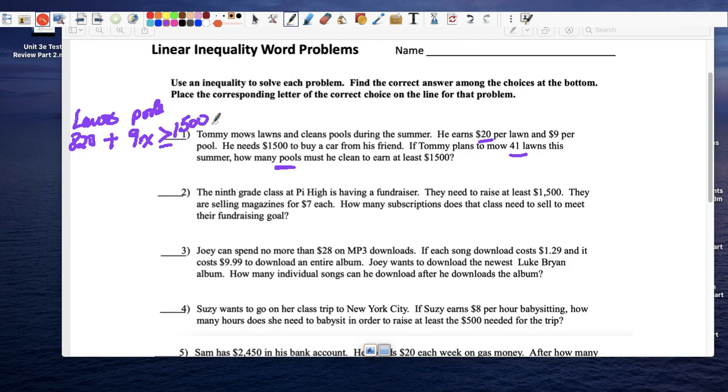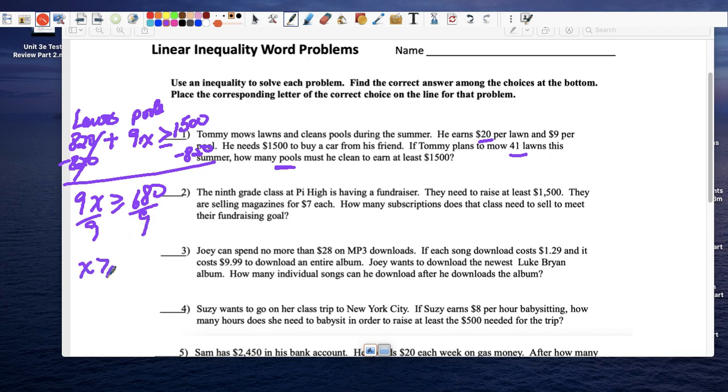So as long as he makes 1,500 or more, he's good. Minus 820 over here, minus 820 over here. The 820 goes away. I'm left with 9x greater or equal to, what is that, 680? Yeah. Now we're going to divide both sides by 9. The number of pools he has to clean, let me see. It says here, has to be greater than 75.5. And let me round that, 75.6.